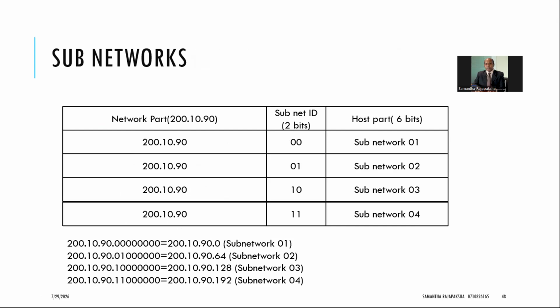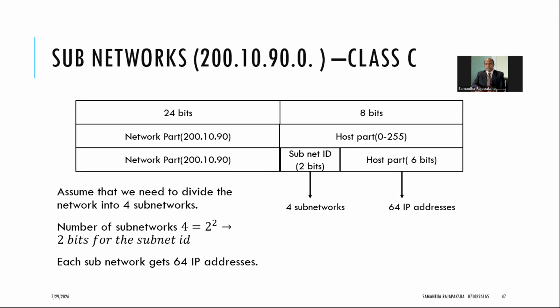Then you can calculate the IP addresses. Here you can see we are dividing this into 4 subnetworks. The first subnetwork will get the IPs from 0 to 63. That means 64 IPs. Next one will get 64 to 127. That is the second network. And next one will get 128 to 191. Last one will get 192 to 255.